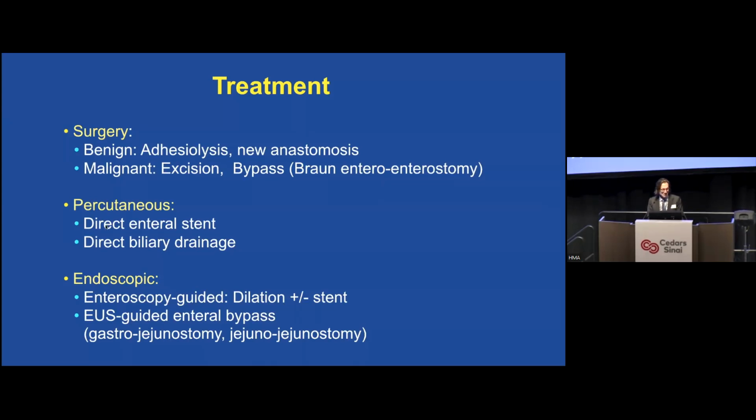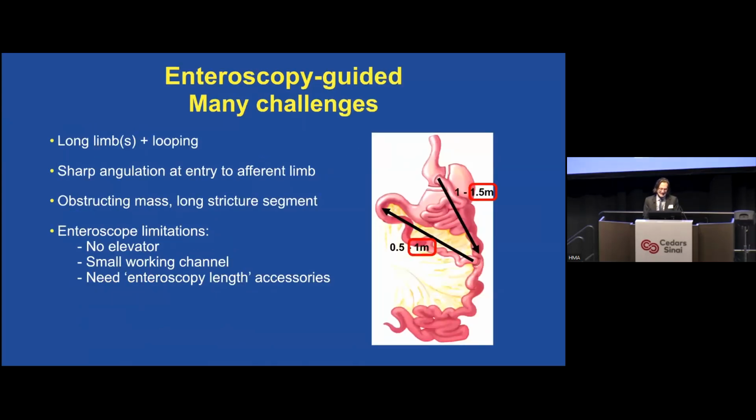Percutaneous, the radiologist can place a stent directly percutaneously into the afferent limb and can also drain the bile duct. Endoscopic can be enteroscopy guided, may just be dilatation plus or minus a stent, a SEMS. But more recently, we're hearing about EUS-guided enteral bypass. And that's where all the excitement is. So we know that enteroscopy guided approaches can be very challenging.